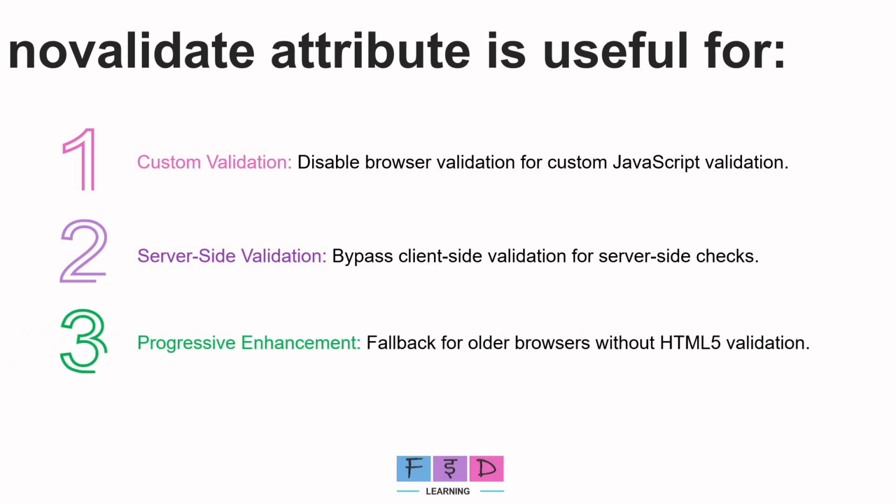And the third scenario is progressive enhancement. If older browsers don't support HTML5 form validation and we are still using HTML5 validation attributes without novalidate, it can prevent form submission. So in this case, adding the novalidate attribute can help by disabling HTML5 validation and allowing the form to submit. So disabling browser validations can be bad for users because they won't get instant feedback when they fill out a form incorrectly. So only use the novalidate attribute when it's really necessary.